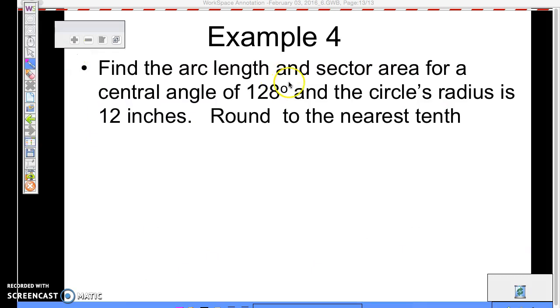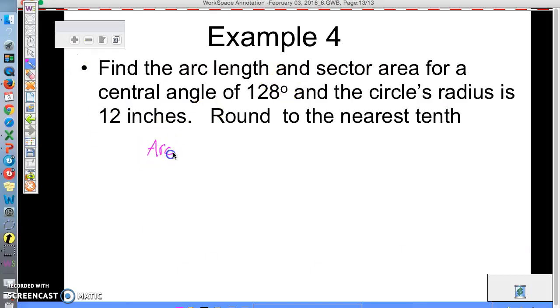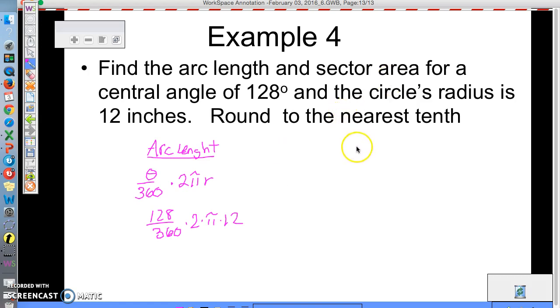Alright, so find the area and arc length. So I'm just going to set these up. So arc length, it's that fraction of 2 pi r, theta over 360, since it's in degrees, times 2 pi r. So you have 128 over 360 times 2 times pi times 12. And if we were to do area, it's our fraction of our area. So we have 128 over 360 times pi times 12 squared.